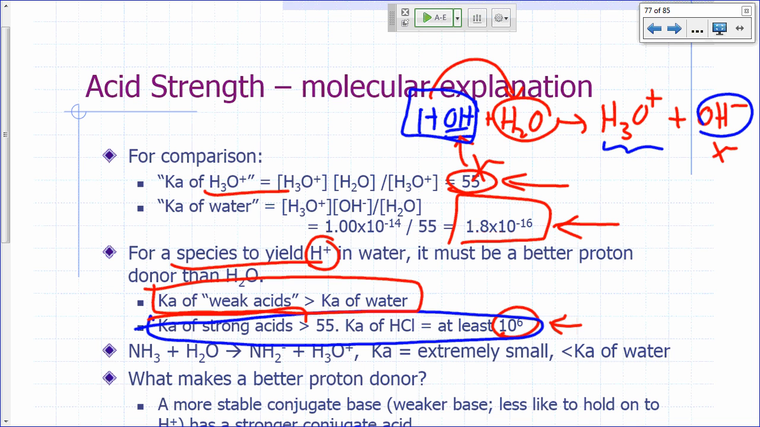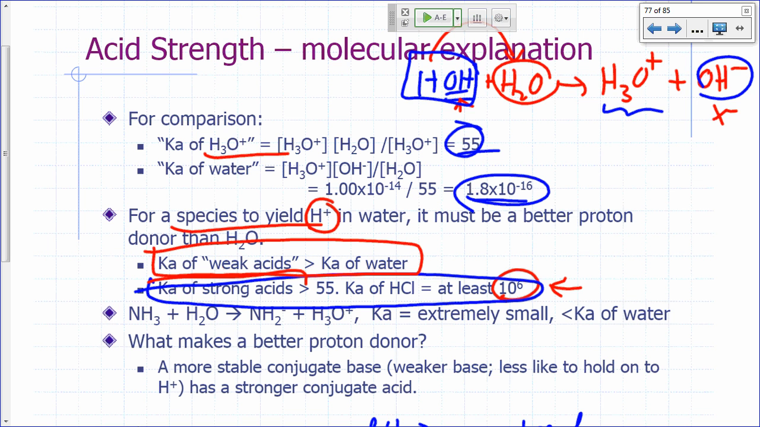Okay, so on the Ka scale, you can use these numbers as a gauge of whether something is a weak acid or a strong acid. Higher than 55, strong acid. Higher than 1.8 times 10 to the negative 16, that would be a weak acid. Below 1.8 times 10 to the negative 16, like ammonia, for example, okay?